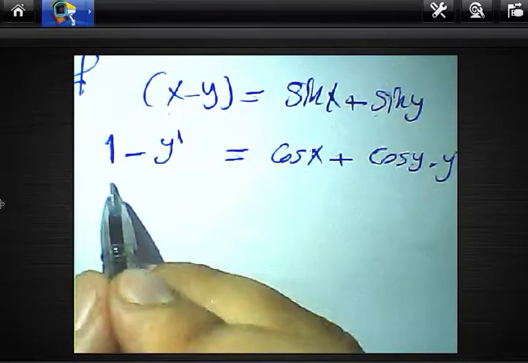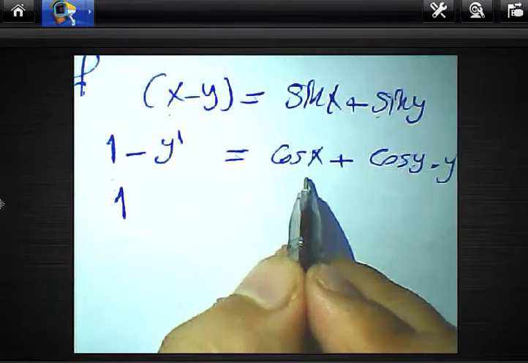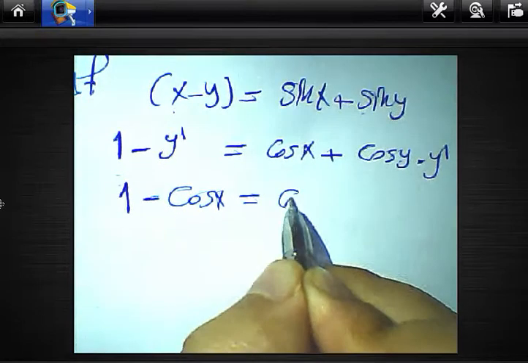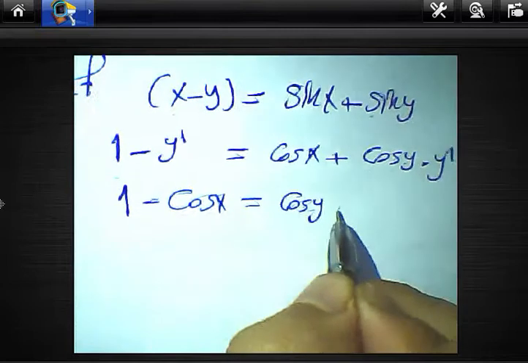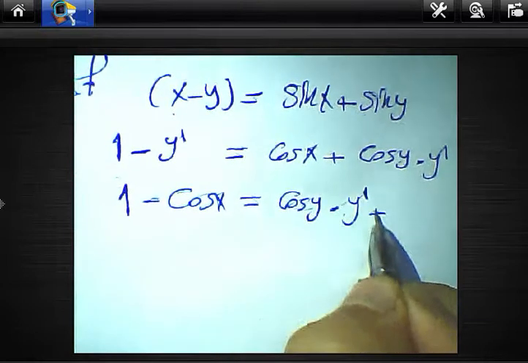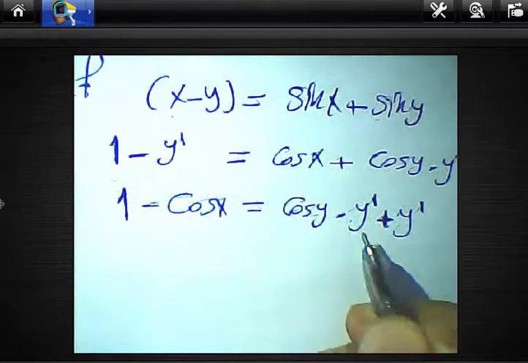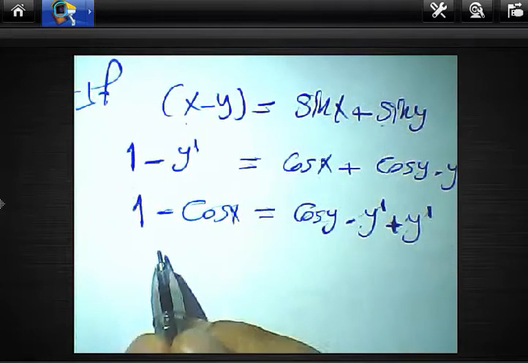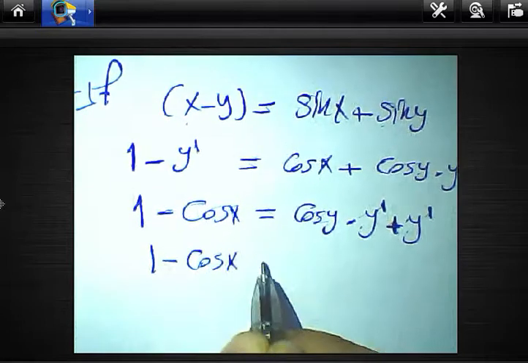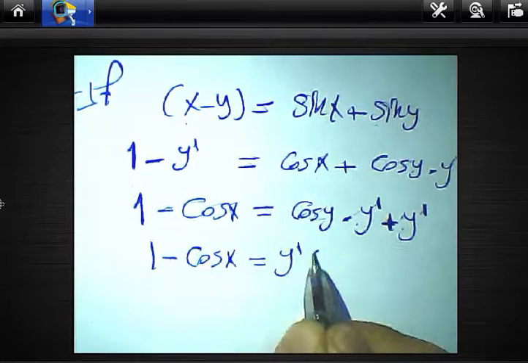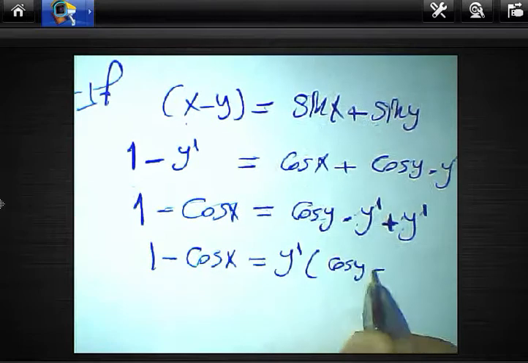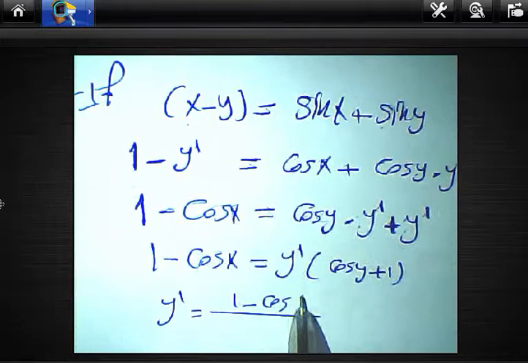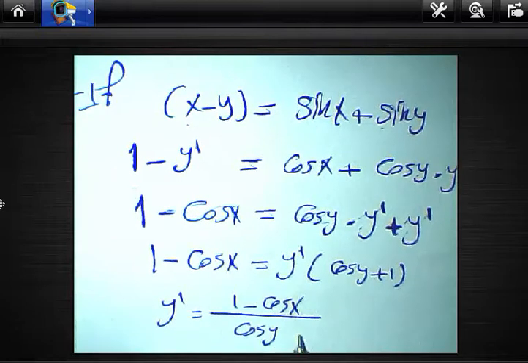Then we can write here 1, and moving cosine x from the right hand side to the left hand side, the result will be 1 minus cosine x equals cosine y multiplied by y dash plus y dash. And then we can write y dash as a coefficient between the two terms here. And then you can write 1 minus cosine x equals y dash times cosine y plus 1. And then y dash equals 1 minus cosine x over cosine y plus 1.